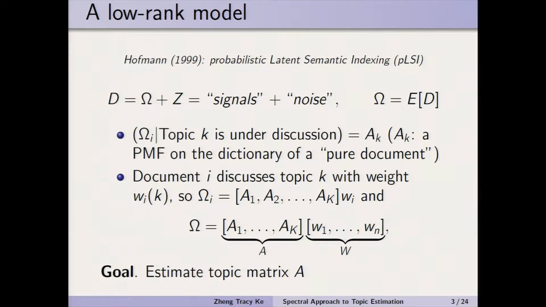We call a vector a probability mass function, or PMF, on the dictionary if it is a p-dimensional non-negative vector with entries summing to 1. If a topic k is under discussion in this document, then the expected word frequencies omega_i equal a PMF A_k. For different topics, the A_k are different, because when we discuss different topics, the word frequencies in the documents will be very different.